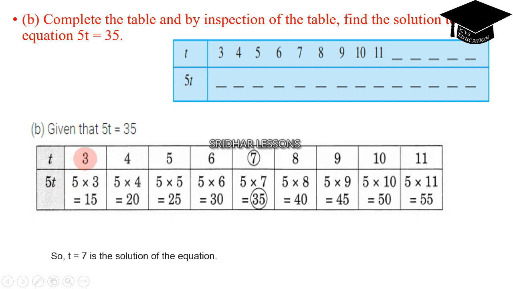5t, if we put the value of 3 in place of t, 5 into 3 is equal to 15. If we place 4, 5 into 4 is equal to 20. If we place 5 in terms of t, 5 into 5 is equal to 25. If we place 6, 5 into 6 is equal to 30. But if we place 7, 5 into 7 is equal to 35. So t is equal to 7 is the solution of the equation.